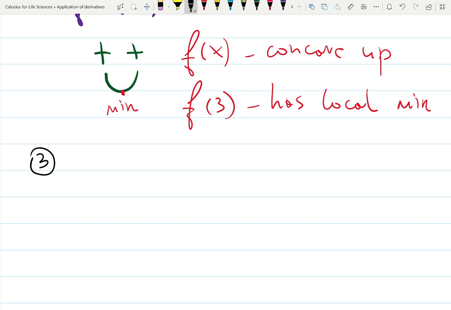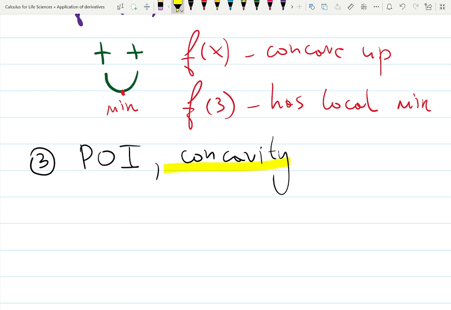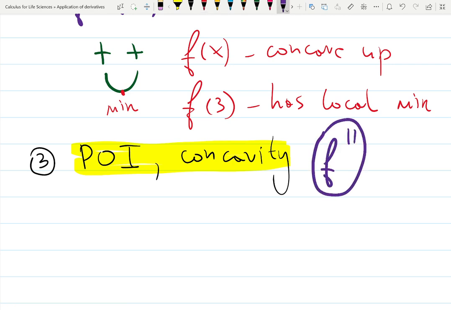Step three, let's find POI, inflection points, and concavity. Those questions are coming from the second derivative only. How do we know the whole thing is concave up? Yeah, I'm showing you right now. Don't spoil my TV show.